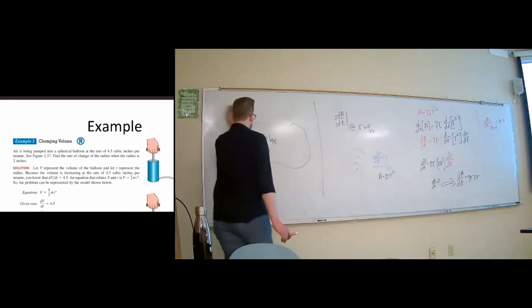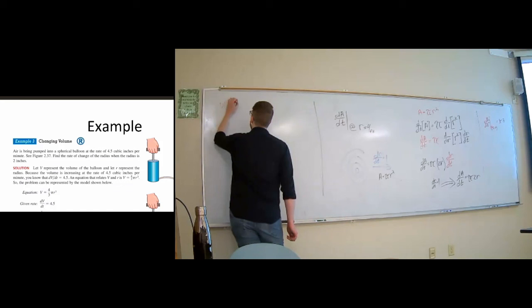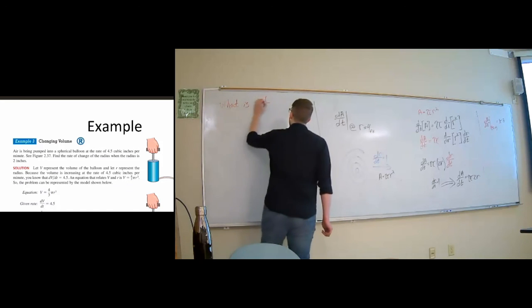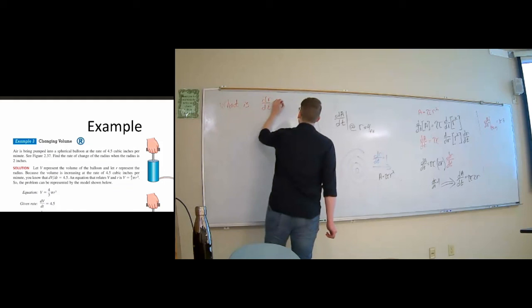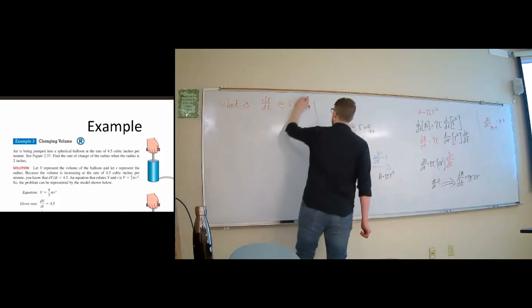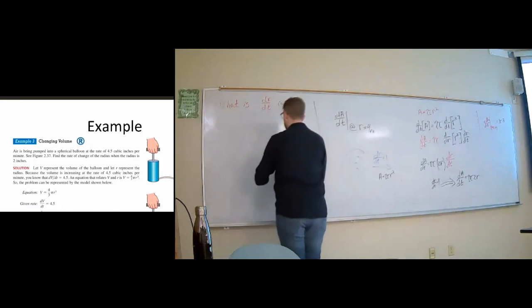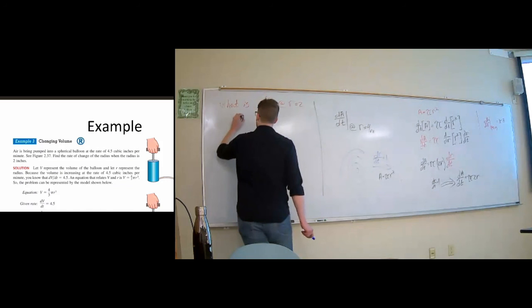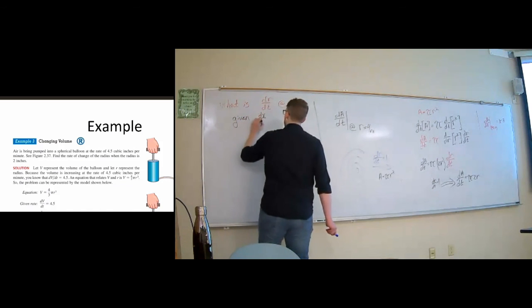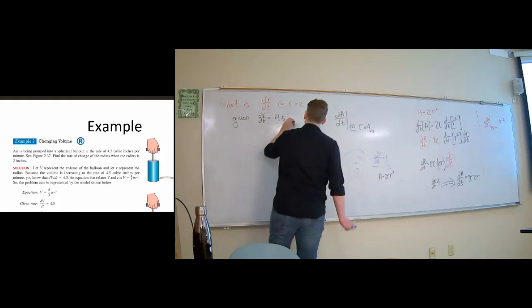I'll write all of this on the board now. What is dr dt at r equal to 2, and we are given here dV dt is equal to 4.5 cubic inches per second.